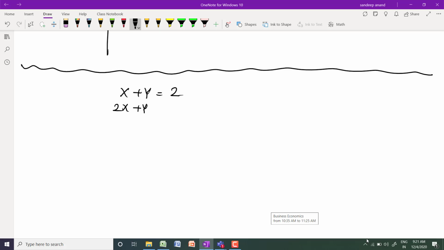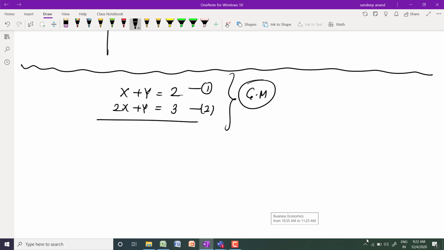Equation number 1, equation number 2. And I want to solve this problem. The question is asked like this: solve this problem by the graphical method. So how can you solve this problem by the graphical method? For that, you take one equation first. I am taking equation number 1, which is x plus y equal to 2.